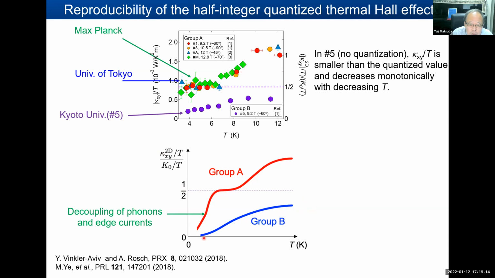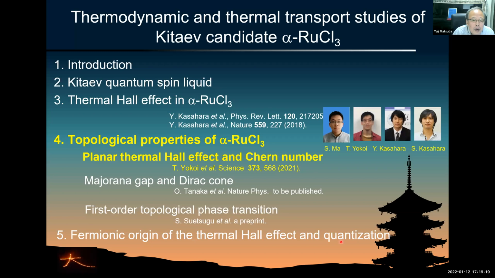Okay, next, let me discuss the topological properties of alpha-RuCl3. First, I'd like to talk about the planar thermal Hall effect and the channel number.